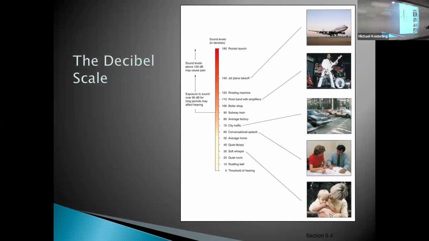Now, 0 decibels is the threshold of hearing, 10 to the minus 12 watts per square meter. That's how it's defined for sound. And then as you go higher, you can get more powerful. So a rustling leaf is about 10 decibels. A quiet room is around 20. A soft whisper is around 30. A quiet library is around 40. An average home around 50.